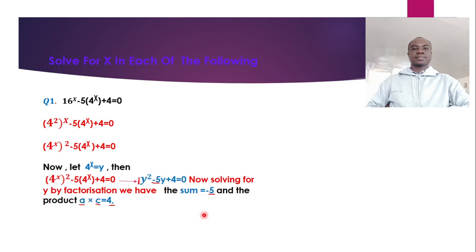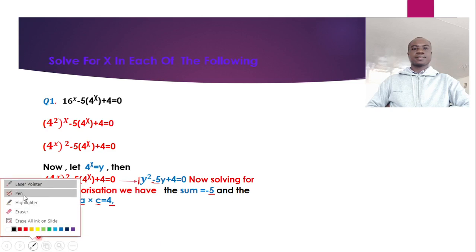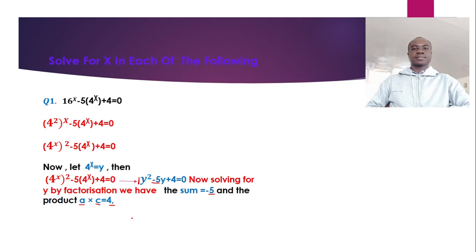Okay, so we have our sum, -5, and our product. So the two numbers that you can use, you can pause this video and try to guess. Let's solve it from here on top because of the space. Again, we still are using the same quadratic equation. So the two numbers we can use are -4 and -1.